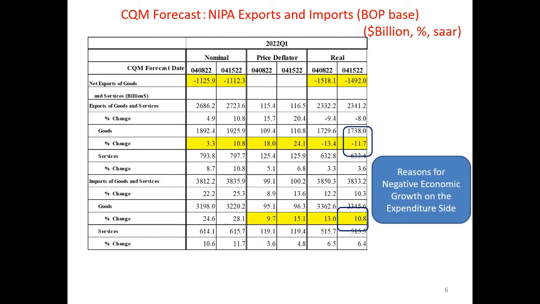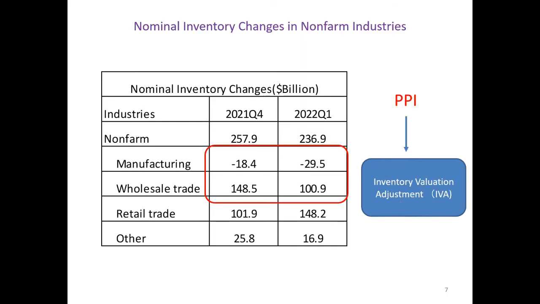With the update of import and export prices in March, it is forecasted that real export of goods will decrease significantly, and real import of goods will increase significantly. This is the main reason for the low economic growth rate on the expenditure side. Another reason is the forecast of low inventory changes.